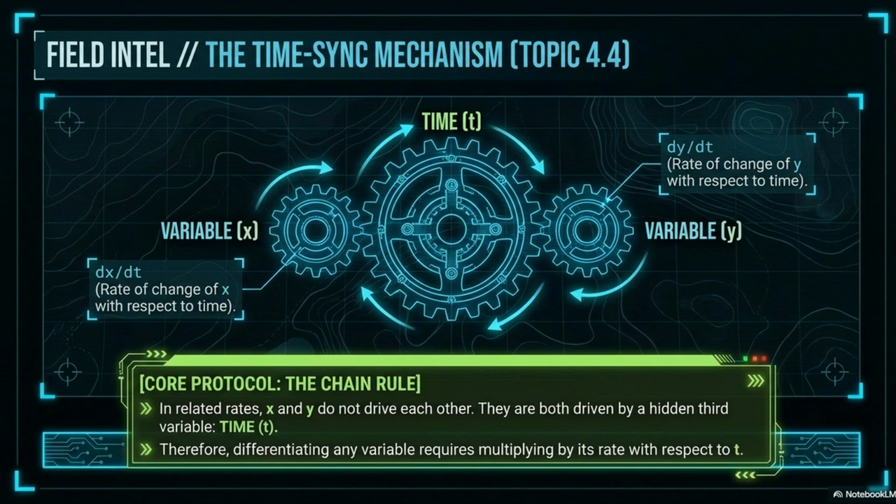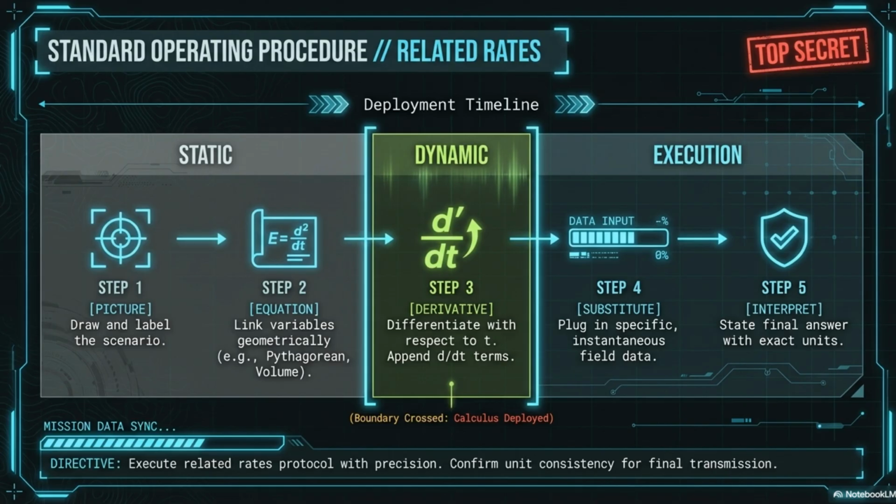In related rates problems, variables like x and y do not drive each other. They are both driven by a hidden third variable, time. Therefore, our core protocol is the chain rule. Differentiating any variable requires you to multiply by its rate with respect to time, giving you expressions like dx/dt and dy/dt. Here is your standard operating procedure for related rates.